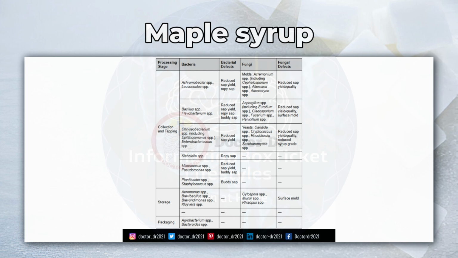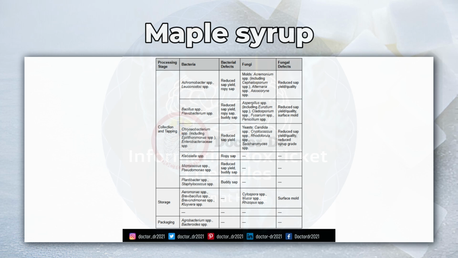Fungi in the collection and tapping stage include molds such as Acremonium species, including Cephalosporium species, Alternaria species, and Ascocarine species, which can reduce sap yield or quality. Aspergillus species, including Eurotium, Cladosporium, Fusarium, and Penicillium species, can reduce sap yield or quality and cause surface mold. Yeasts like Candida, Cryptococcus, Rhodotorula, and Saccharomyces species can reduce sap yield or quality and lower syrup grade.